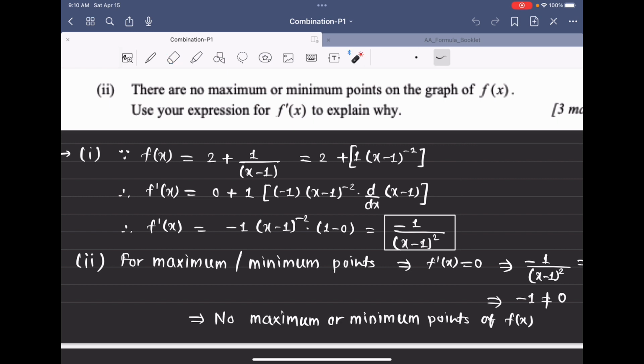0 as it is. 1 into minus 1 is minus 1. X minus 1 raised to minus 2 is x minus 1 raised to minus 2. Derivative of x is 1. Derivative of 1 is 0. 1 minus 0 is 1. 1 into minus 1 is minus 1.